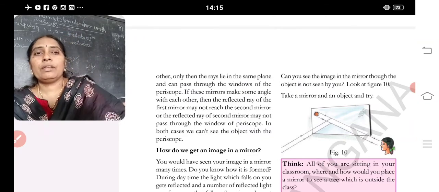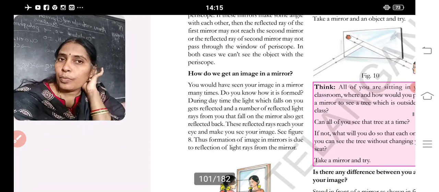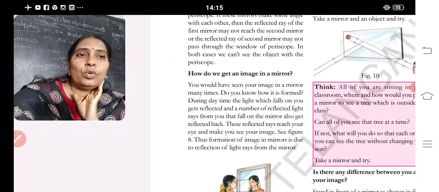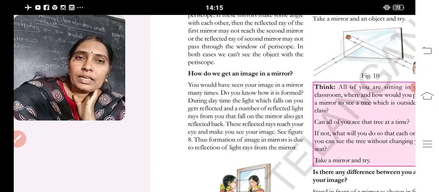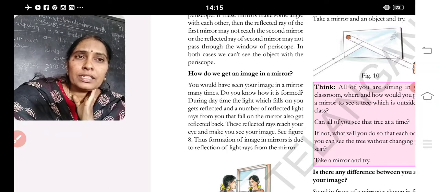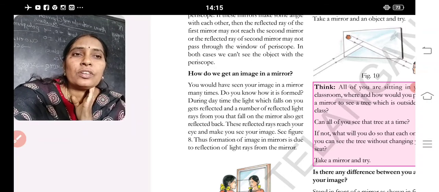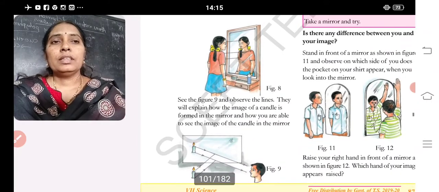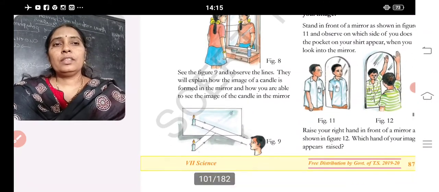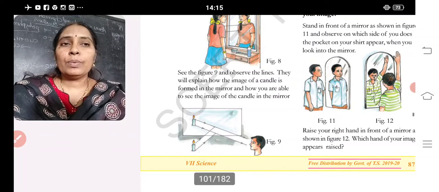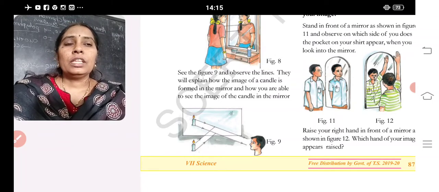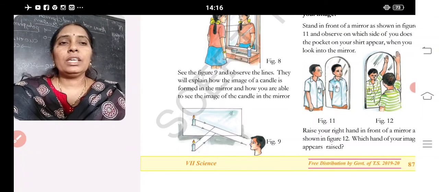How do we get an image in a mirror? Have you seen an image in a mirror many times? Yes. Do you know how it is formed? During the daytime, light falls on you and gets reflected. A number of reflected rays from you fall on the mirror and also get reflected back. The reflected rays reach your eye, making you see the image. Thus, formation of an image is due to reflection of light rays from the mirror. See figure 9 and observe the lines. They will explain how the image of a candle is formed in the mirror and how you are able to see the image of the candle.